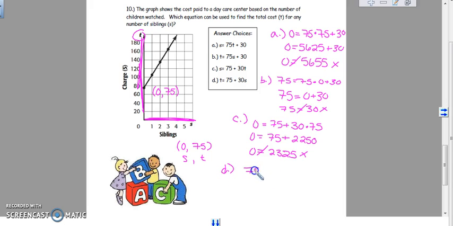So let's hope that D works. T is 75 equals 75 plus 30 times my S, which is 0. So 75 equals 75 plus 30 times 0 is 0. So 75 equals 75 plus 0 is 75. That one works. So choice D is my answer.